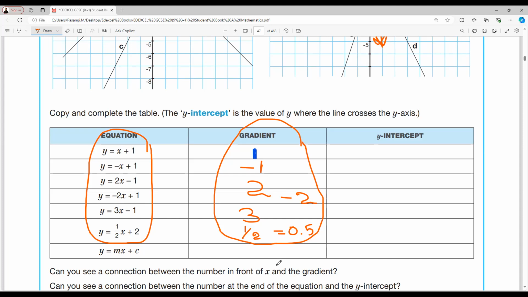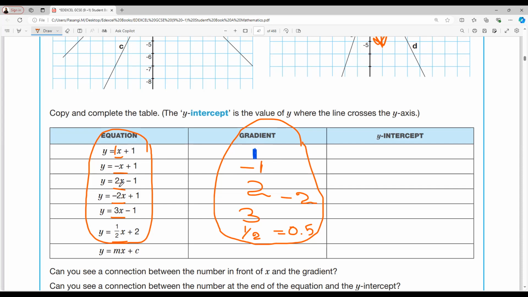So any connection can you see? I'll give you another help. Check with these x values. No, no, it's not like that. See, the coefficient of this x value comes as the gradient. Here we have 1. x means 1x, no? Then the gradient is also 1. See here, minus x. Minus x means minus 1 times x, then the gradient is minus 1.